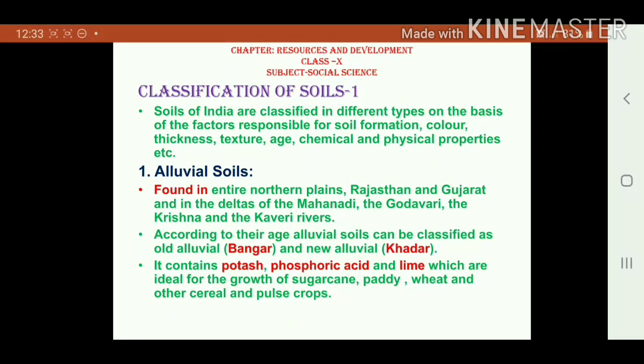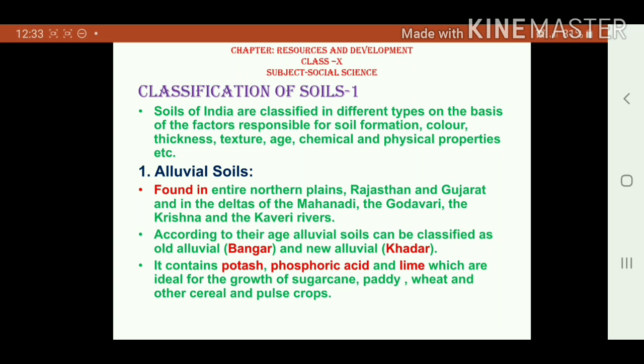Students, our next heading is classification of soils. As I already told you, we can classify soil on different criteria based on different factors like soil formation, color, thickness, texture, age, and chemical and physical properties. And there are 6 categories in our country. The 6 kinds of soil exist in our part of the land, that is India.